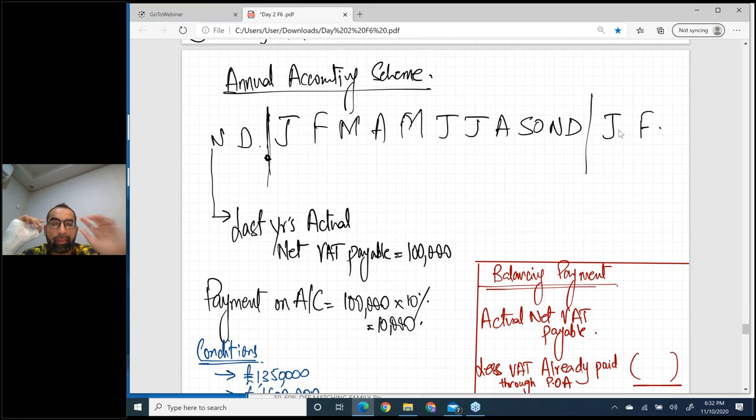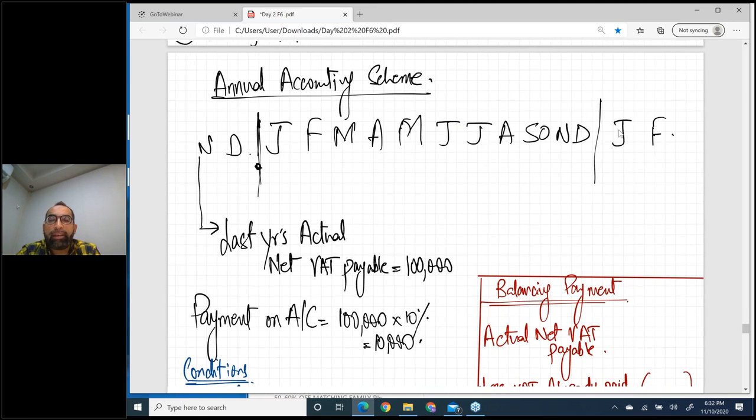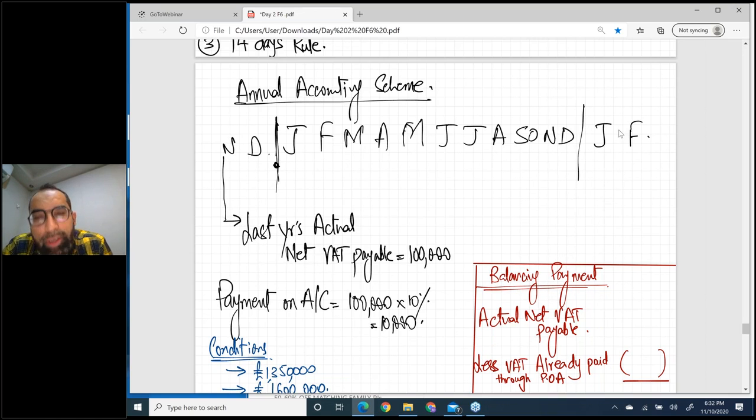Now, you definitely studied these three schemes. There are three schemes in your VAT, value added tax topic, for payment of tax: annual accounting scheme, cash accounting scheme, and flat rate scheme. What is annual accounting scheme? First of all, annual accounting scheme is for those traders who can't bear the administrative burden.